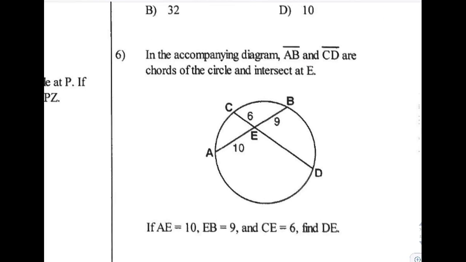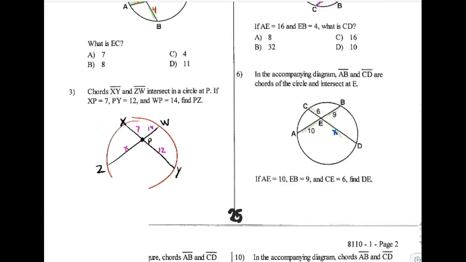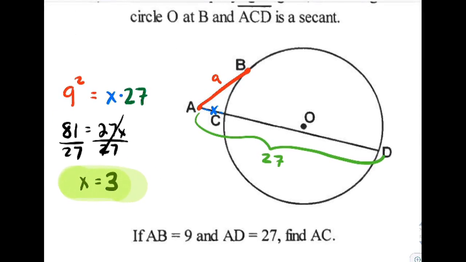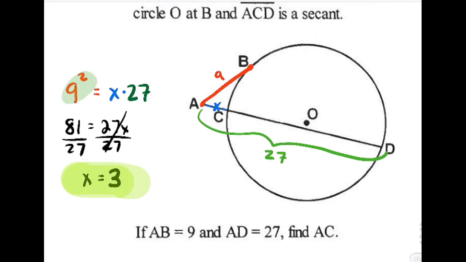In number 6, find DE. Simple one again. This times this equals this times this. All right, then we jump to page 28, which is the other material. And we have the outside part times itself equals the outside part times the whole thing. So 9 times 9 equals x times 27.